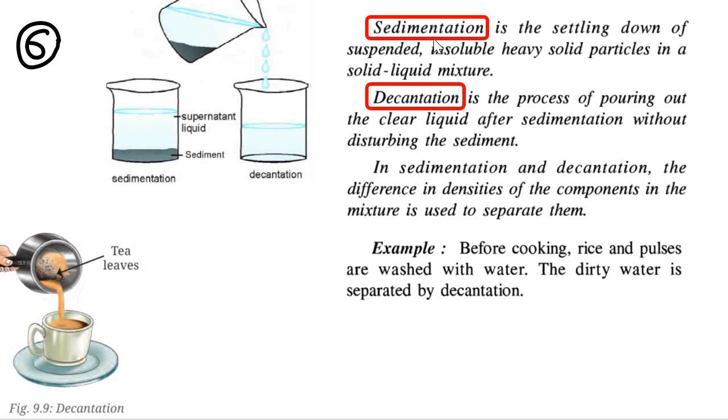Okay, now let us talk about the 6th technique, which is sedimentation and decantation. Now what are they? Well, sedimentation is the settling down of suspended, insoluble, heavy solid particles in a solid-liquid mixture. This settling down is due to the effect of gravity. Now, what is decantation? Decantation is the process of pouring out the clear liquid after sedimentation without disturbing the sediment.